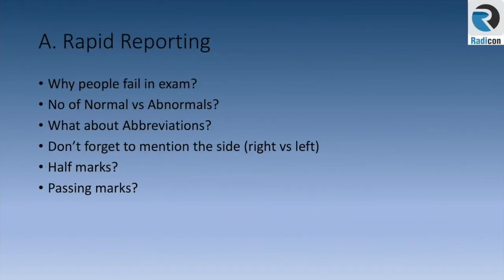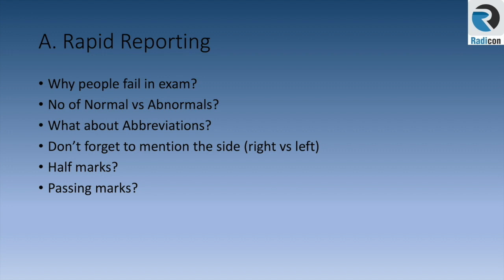The word rapid reporting makes people nervous. Why is that? It is probably because there are so many questions and mysteries around it. Why do people fail? We can tell you that more people fail because they overcall. They see and do things which do not exist. Many people want to find the most subtle and difficult finding, which is not the purpose of rapid reporting.